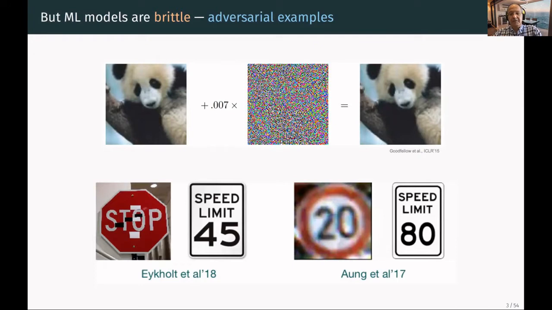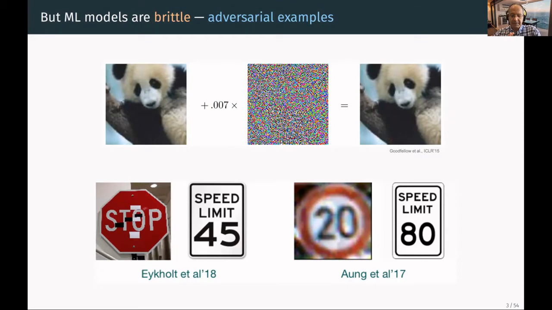And after this first result in 2014-15, different results have been shown of how neural networks can be brittle. So for example, if you put some dirt on a stop sign, it will be classified by a specific neural network as speed limit 45. And in another one, you blur the image, you get speed limit 80 miles per hour, and so on.